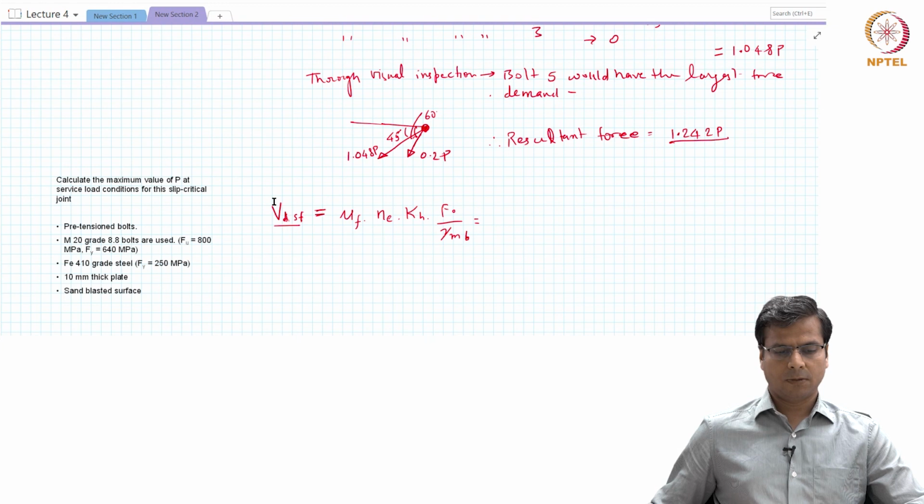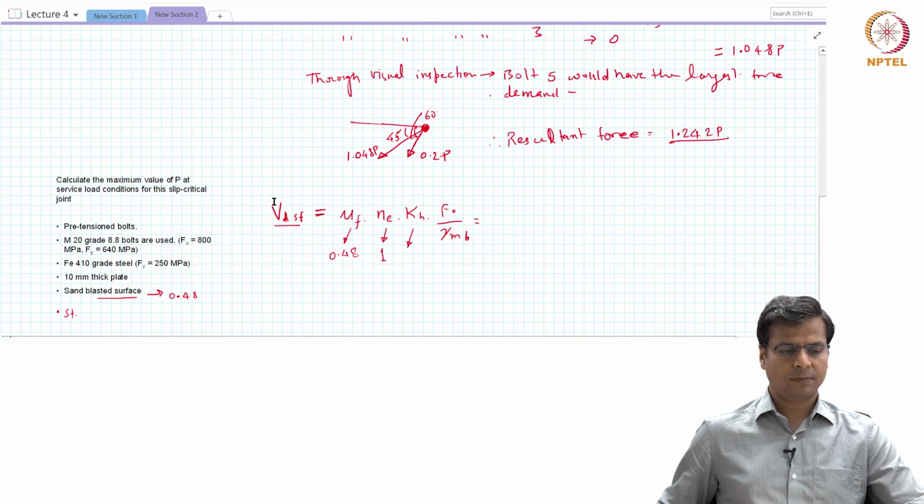Now mu F here is the friction coefficient, which for a sandblasted surface we can check in the code, and it turns out 0.48 can be used. Ne is the number of surfaces which are offering the friction resistance. Here in this case it's only 1, so we will put 1. Kh is the factor that controls the effect of larger size holes. In this case, let's assume standard clearance holes. If that is the case, Kh will also be equal to 1.